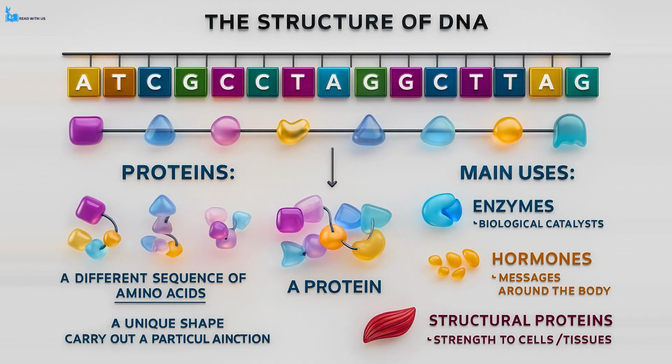So in summary, the structure of DNA is essential to its function. The double helix allows for stable storage of genetic information, complementary base pairing ensures accuracy in replication, and the sequence of bases forms the genetic code used to build all the proteins our bodies need. Understanding this process gives us powerful insights into biology, health, and how life itself works at the molecular level.